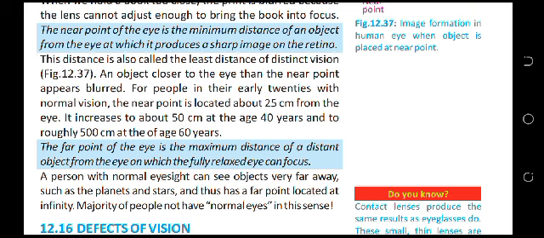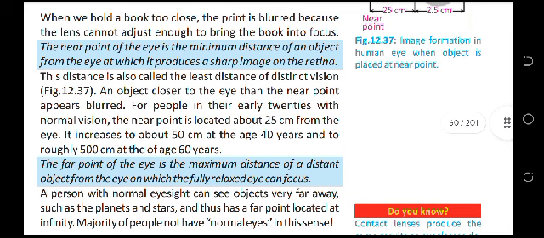Fig 12.37. An object closer to the eye than the near point appears blurred for people in their early 20s with normal vision. The near point is located about 25 centimeter from the eye. It increases to about 50 centimeter at the age of 40 years, and to roughly 500 centimeter at the age of 60 years. Fig 12.37. Image formation in human eye.